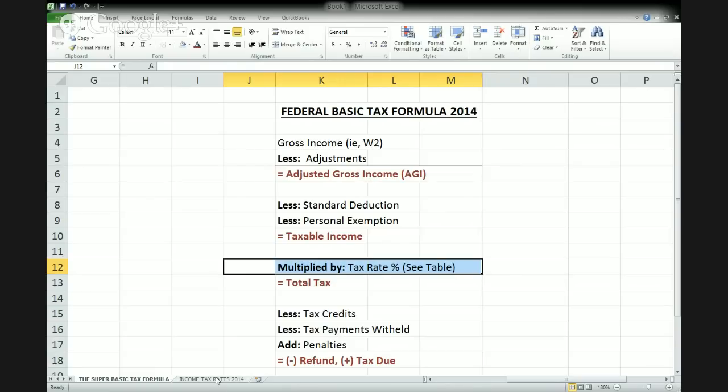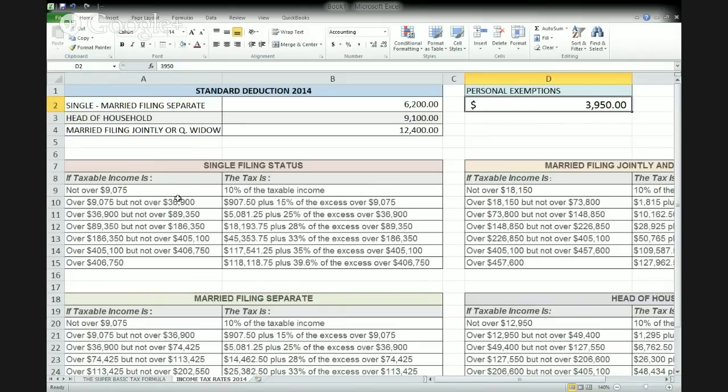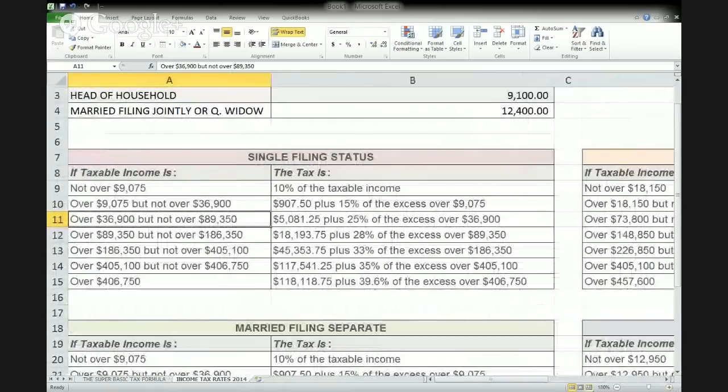Pretty much we live in a marginal tax system. So for every extra dollar that you make over a certain amount of income, you're going to pay more taxes. Let me give you an example. If your filing status is single and you made $30,000, for the first $9,075, you're going to pay 10% of your income. For the money above the $9,000, all the way up to 30, you're going to pay 15% of your income. That's why the 15% is here.